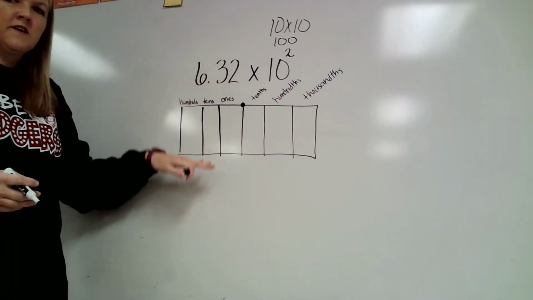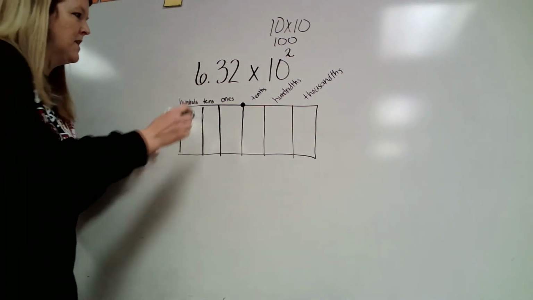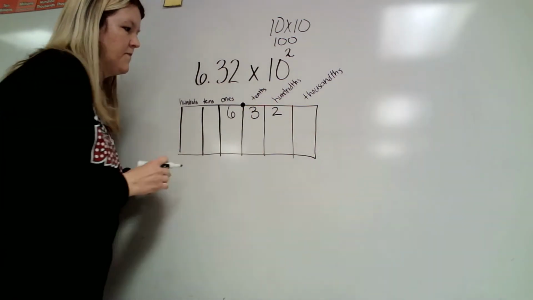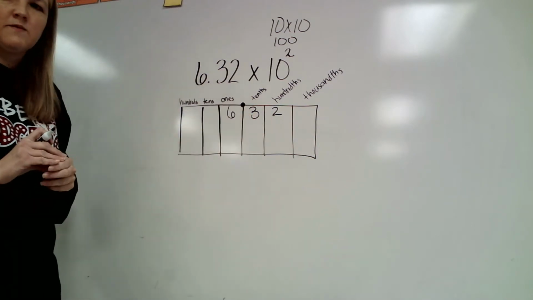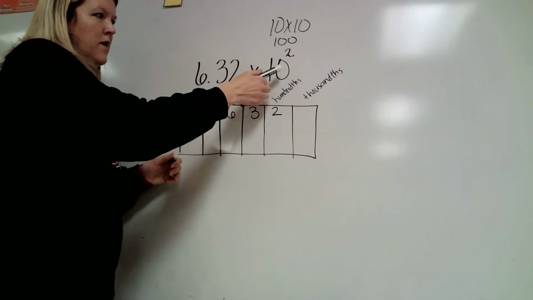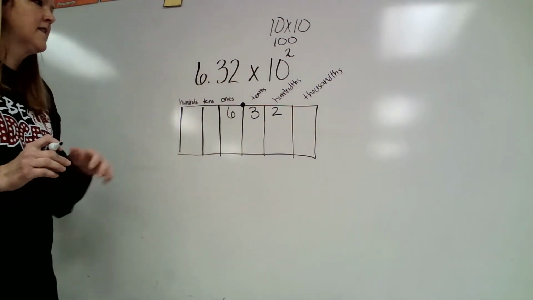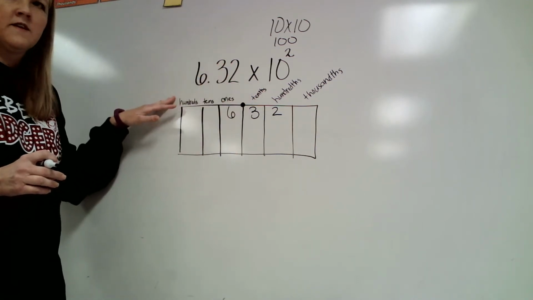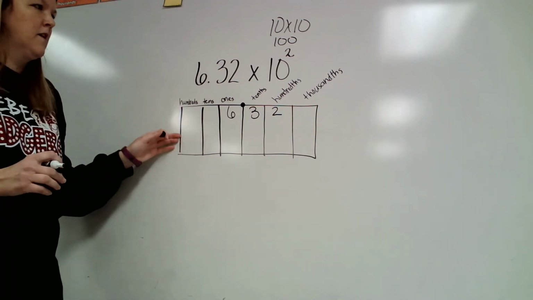And we're going to start out by placing it on a place value chart. So I'm going to just write 6 and 32 hundredths on this chart. So I put the 6 in the ones place, the 3 in the tenths place, and then the 2 in the hundredths place. Now, when we're multiplying by a power of 10, we know that our answer is going to get bigger. And to do that, it's going to shift on the place value chart to the left. So we know when we're moving to the left, our numbers get bigger.